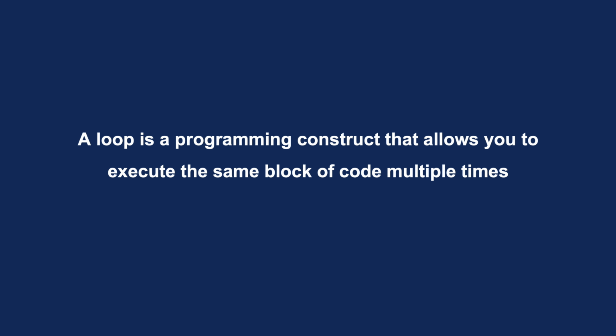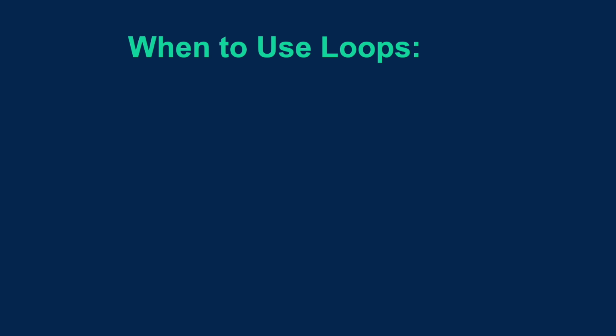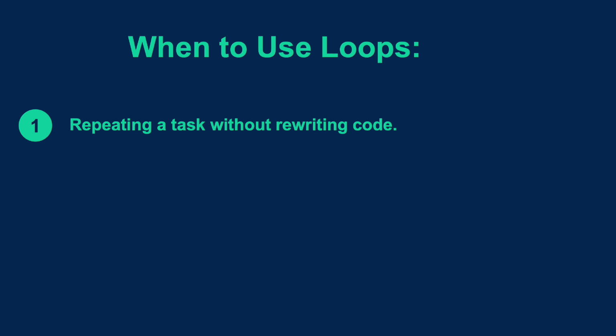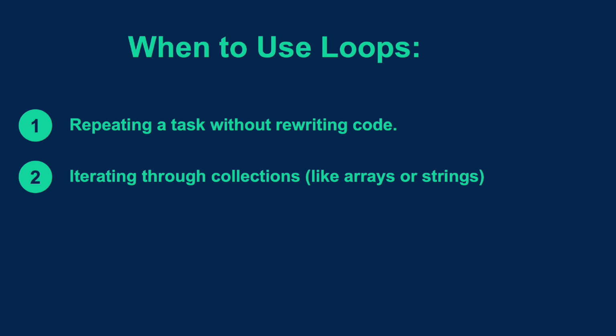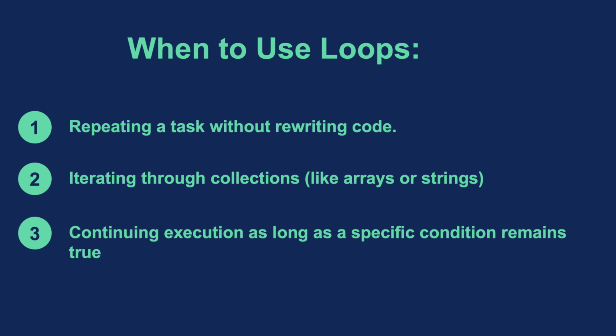Let's start by understanding what a loop is. A loop is a programming construct that allows you to execute the same block of code multiple times. When to use loops: repeating a task without writing the same code, iterating through collections like arrays or strings, and continuing executing as long as specified conditions remain true.